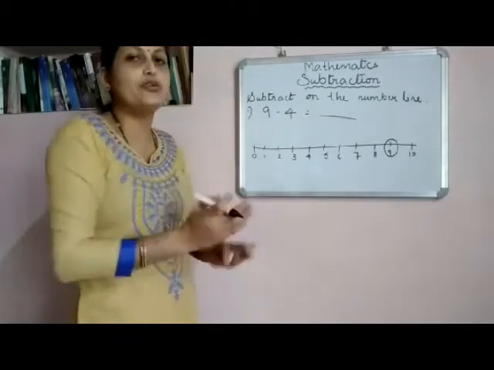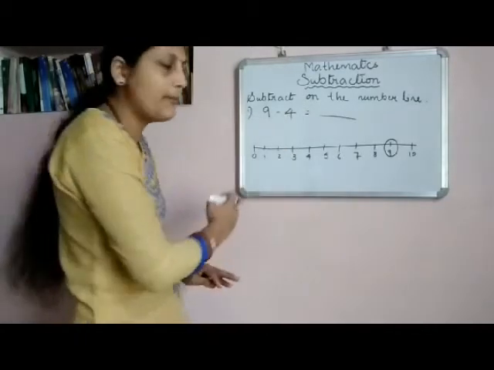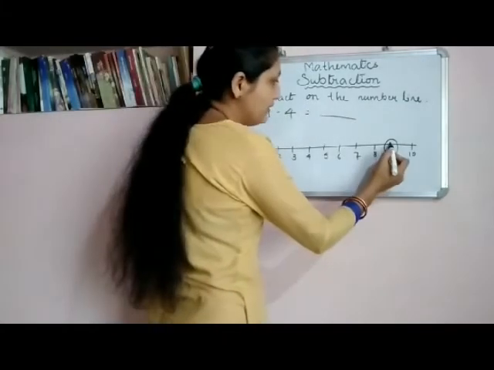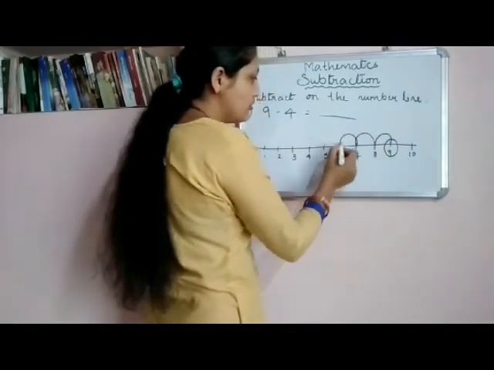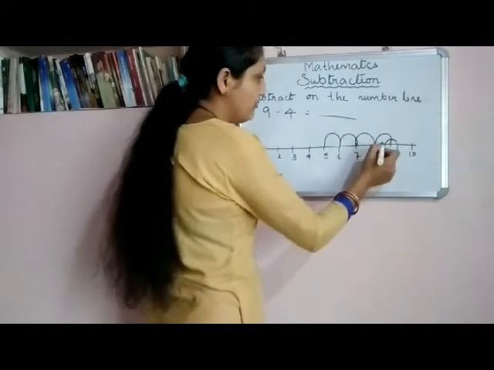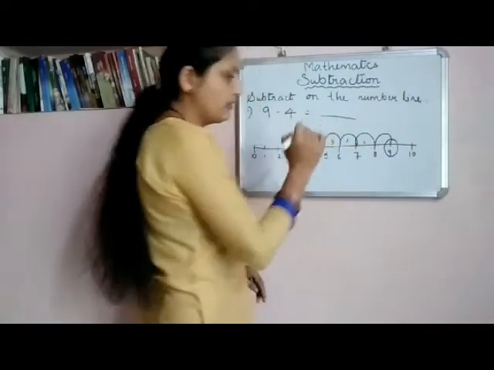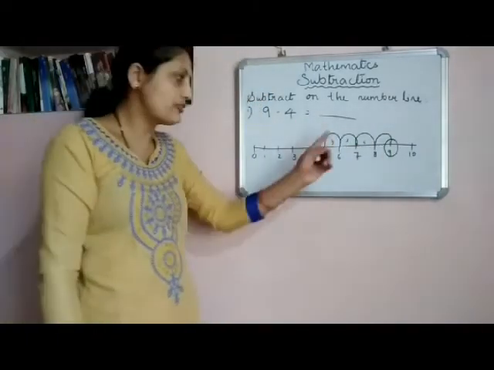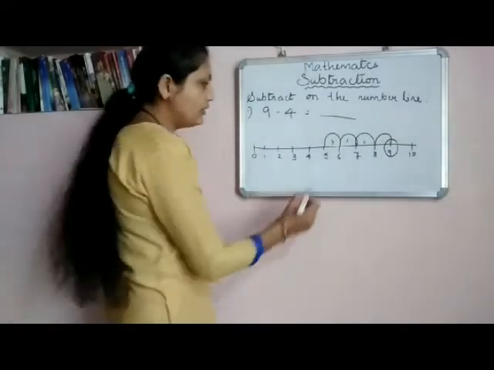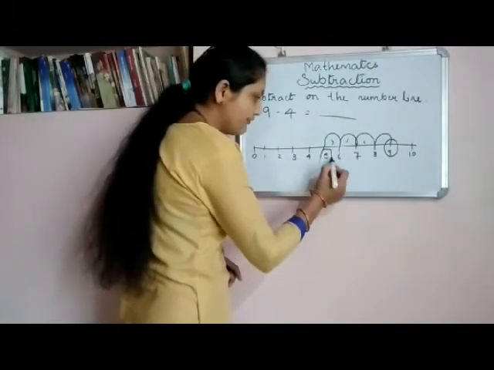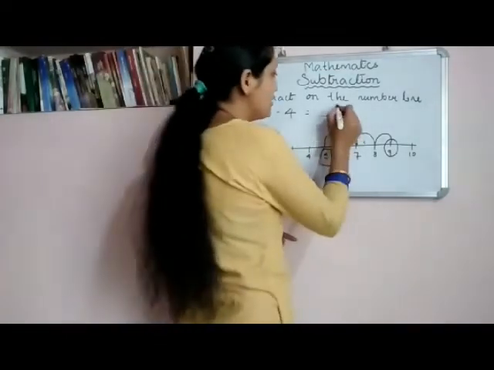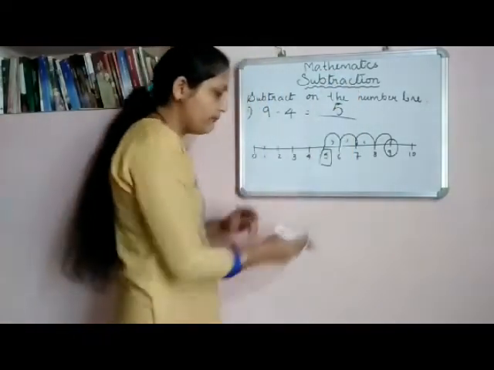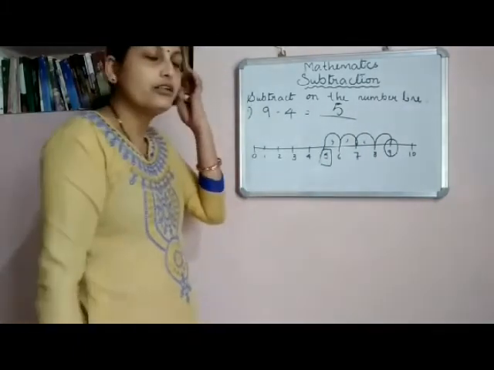Minus 4 means you have to jump 4 steps backward. So start from 9, come back 4 steps. 1, 2, 3, 4. Like this. So 4 steps backward. So where did you reach? You have reached 5. So this is the answer. 9 minus 4 is what? 5. Okay. 9 minus 4 is 5.